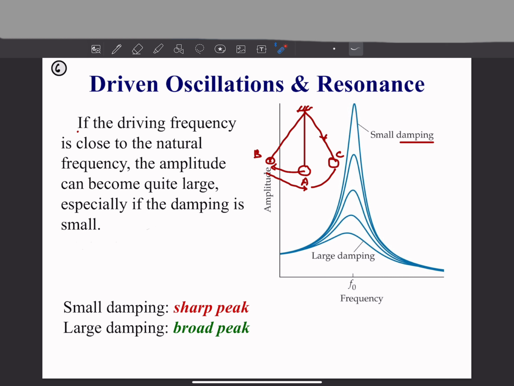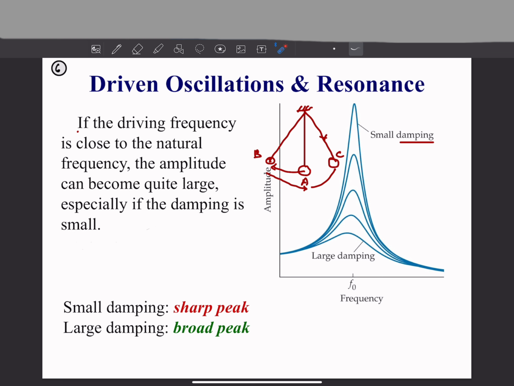But if you are doing something special to take energy out of the system, and because of that you have large damping, then what will happen? You can see here that the amplitude of resonance is not that high. Here you have the greatest amplitude, and of course the amplitude decreases for more and more damping. So remember: for small damping you get sharp peaks, and for large damping you get broad peaks.